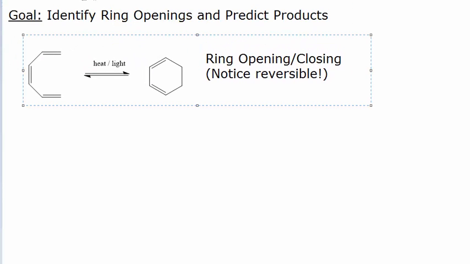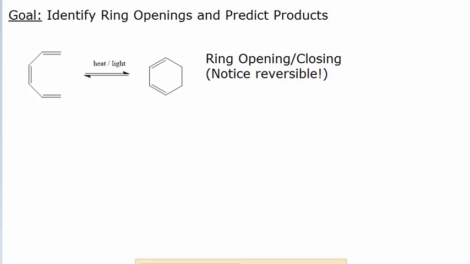You have some sort of conjugated system, once again, and you react it in the presence of heat or light, and what you get is a closed ring form which has some conjugation. And this is in general reversible, so you could also have a closed ring like this, react it in heat or light, and get an open formed compound like that.